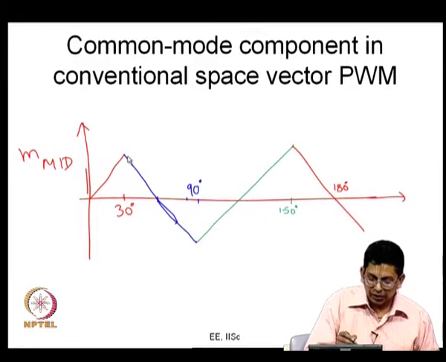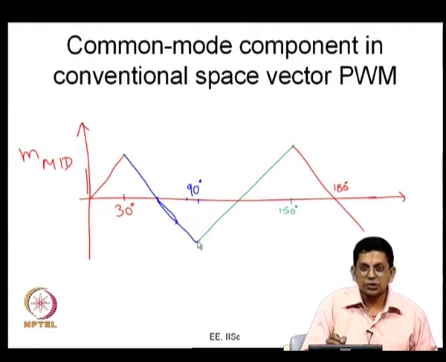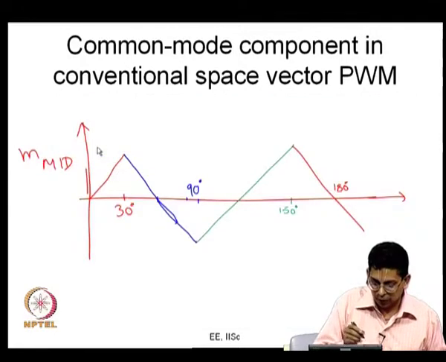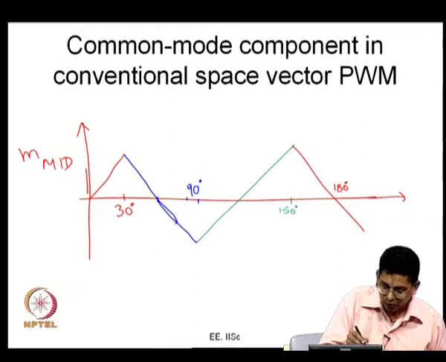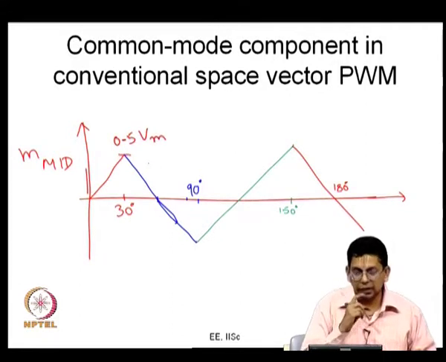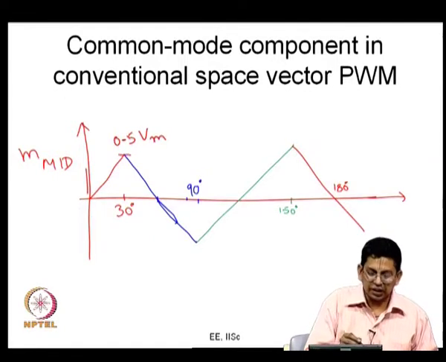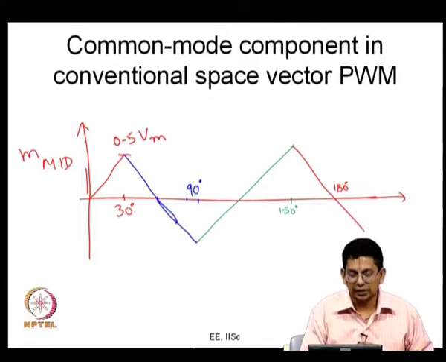So, then the B phase has the middle value. Of the 3 sines, it is the B phase sine that has the middle value here and it comes up to this point. Let me also write this value, sorry. So, this is going to be 0.5 times Vm, because it is Vm sin 30 degree. And in the initial portion between minus 30 and plus 30 degree, the sine wave is going to look almost like a straight line. That is why I have drawn it almost like a straight line.